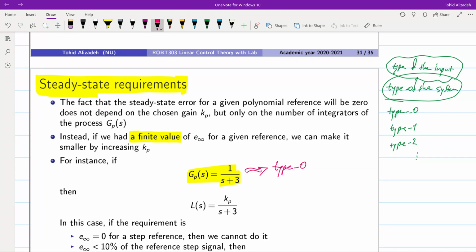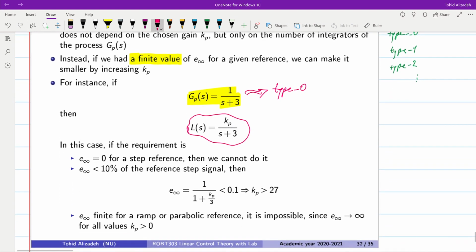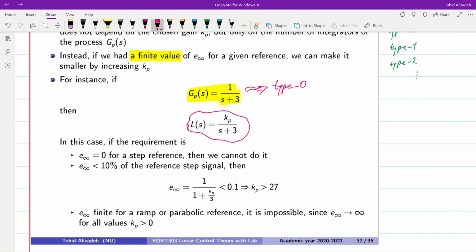And if we use the proportional controller, L of S will be in the form of Kp over S plus 3. Now, if the requirement is that steady state error should be 0 for a step reference, then we can say that it is not possible to do it with a proportional controller. But if the requirement is that steady state error should be less than 10% of the reference step signal, then we can work on it.